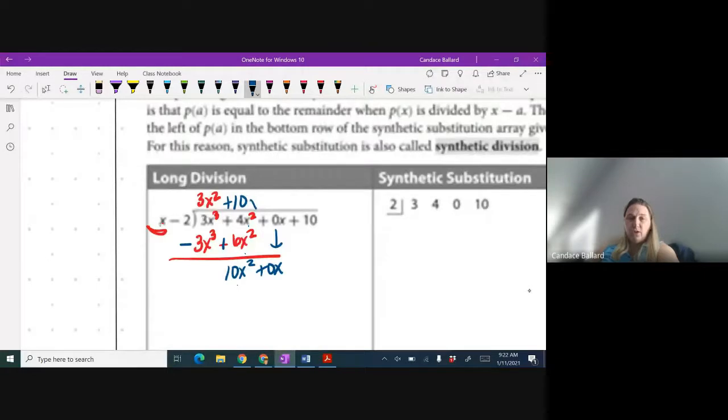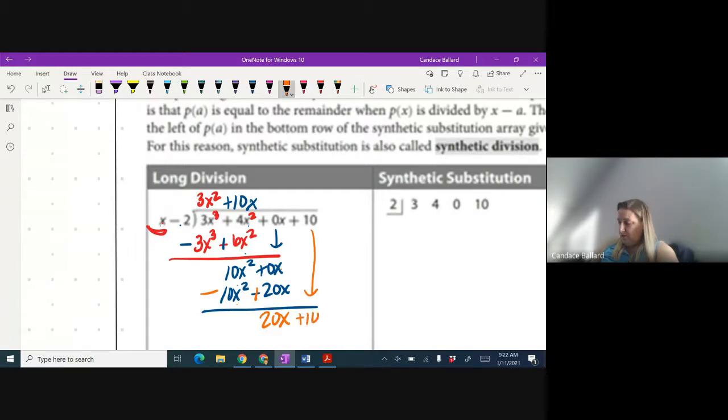times. If you're just joining us, we're on page 152. All right, I'm going to distribute this through. So I've got 10x squared, 10 times -2 would be -20x. And you guys told me this step, I'm supposed to change the signs. And then my 10x squareds cancel. 0x plus 20x is 20x. And I'm going to drop down the 10. And I ask myself, what times x is 20x? And I believe that that's 20.